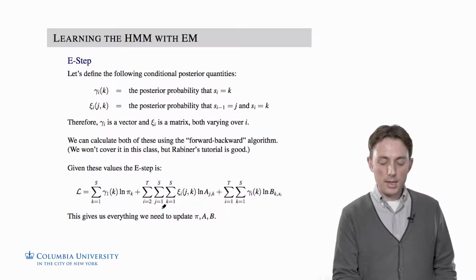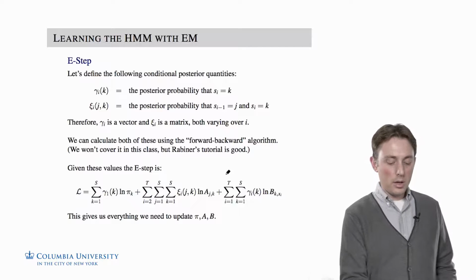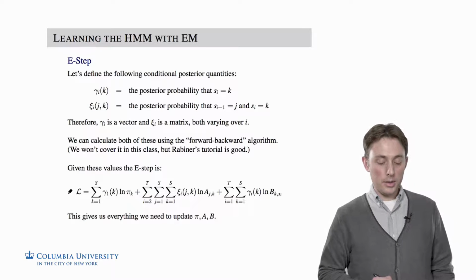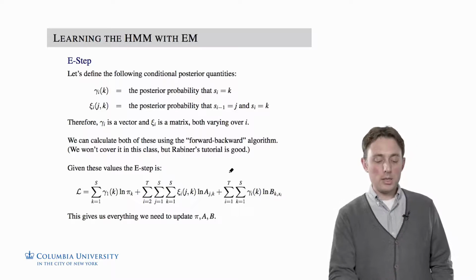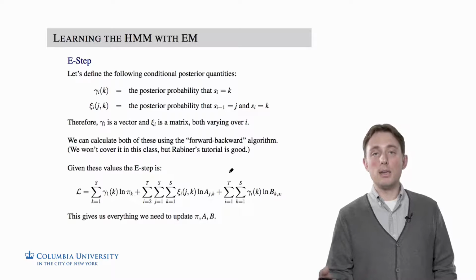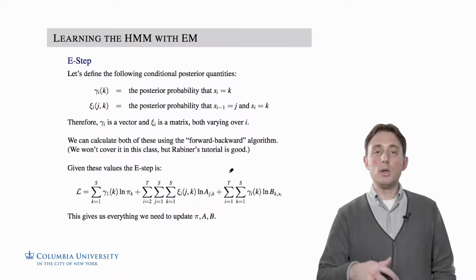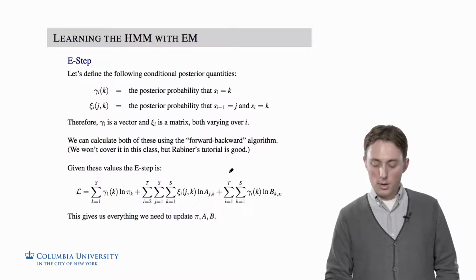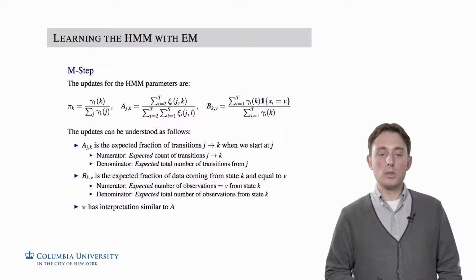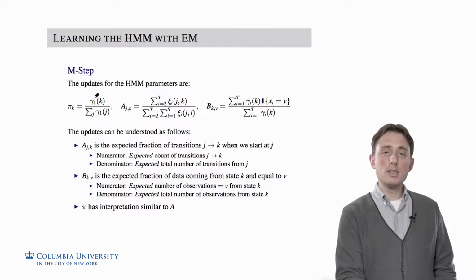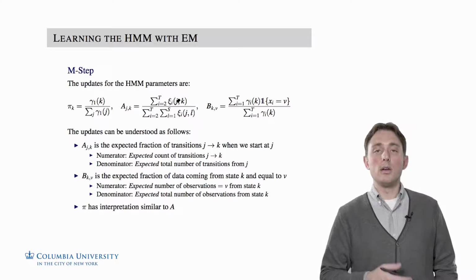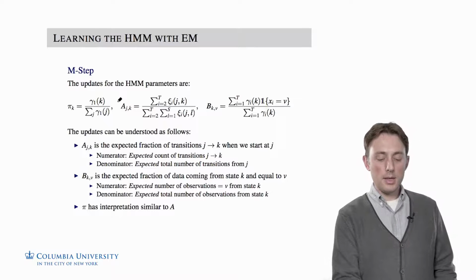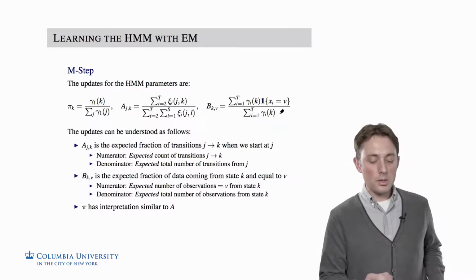So here I've taken the expectation of the log of the joint likelihood using Q, and I get something that looks like this. Now we need to just maximize this thing with respect to pi, A, and B. We take derivatives, use the constraints that they have to be probability distributions that sum to 1, and we obtain this final result. This is the M step, after calculating gamma and psi in the E step. So let's look at these one by one.